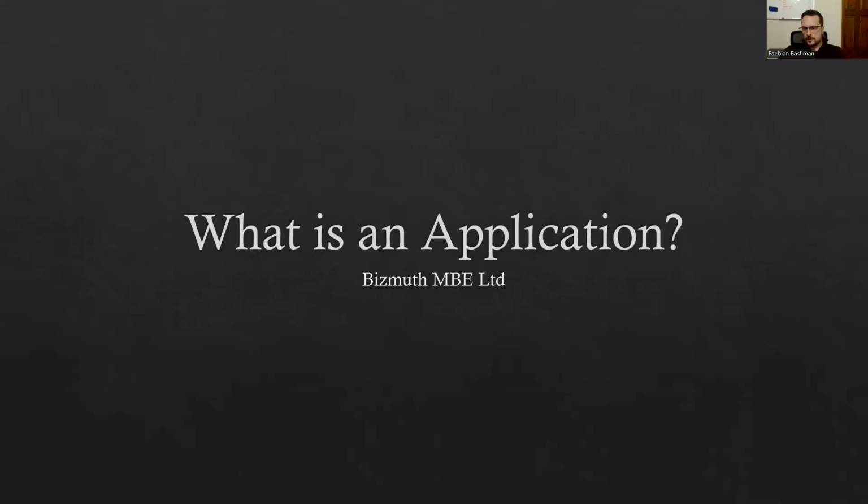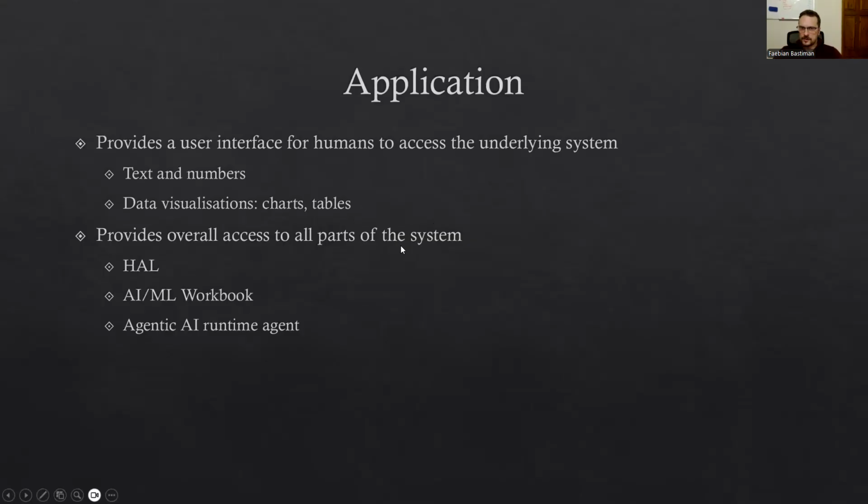I'm going to describe to you what an application is and explain a little bit about Unicorn 1, which is one application that is relevant to this. Now, an application is basically a user interface for humans to access the underlying system. And the system we're talking about here is our agentic AI operating system.